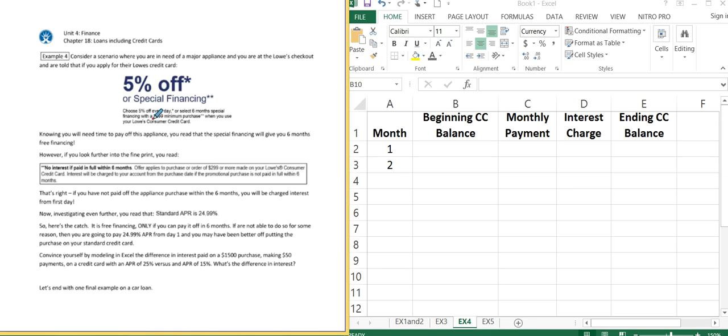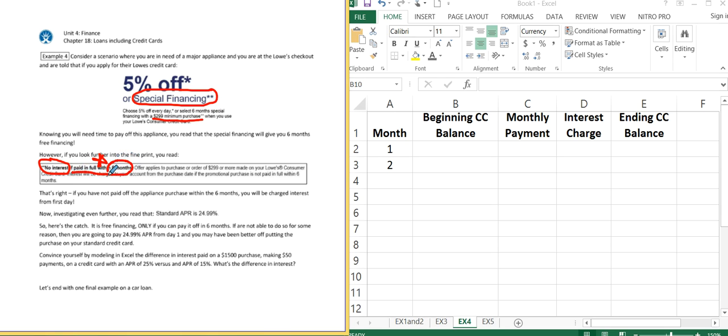So what is this special financing that we're talking about? The special financing is free. Isn't that great? Free money, no interest. That's the special financing. But here's the key. No interest if you are paid off in full in 6 months.